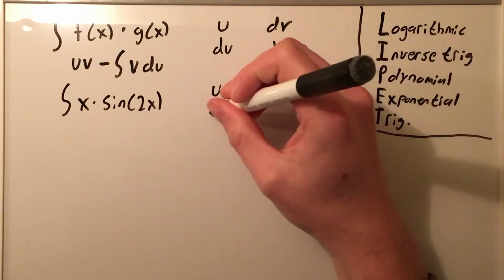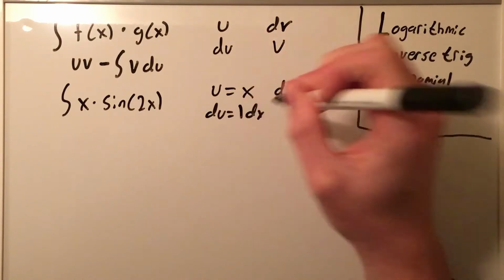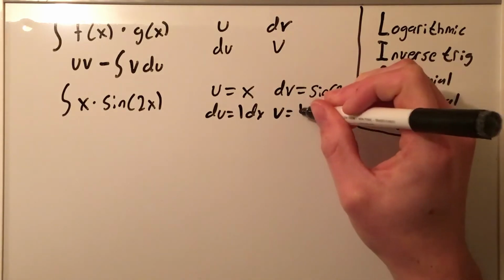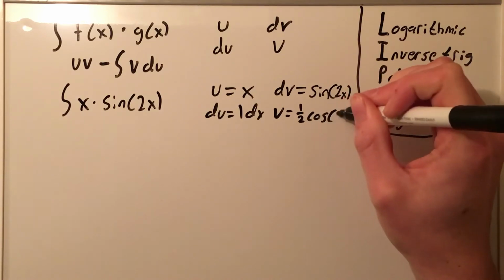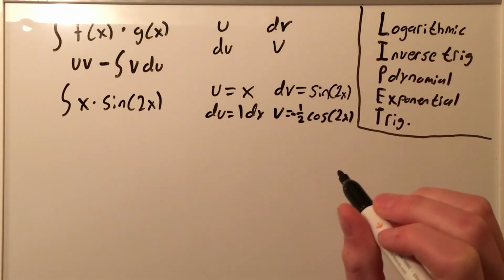So we just find the du, which is just going to be 1 times dx, and then integrate the sine of 2x. The v is going to be equal to 1/2 times the cosine of 2x, with a negative in there because it's the integral of sine.